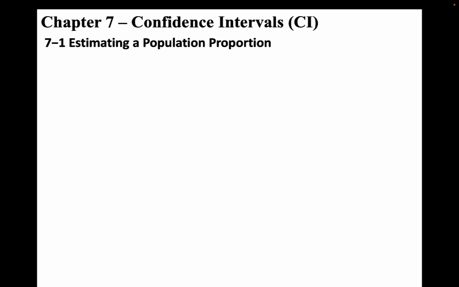Let's get our titles written down. Chapter 7 is on confidence intervals. You'll sometimes see that as capital C, capital I, confidence intervals. And section 7.1 title, estimating a population proportion.